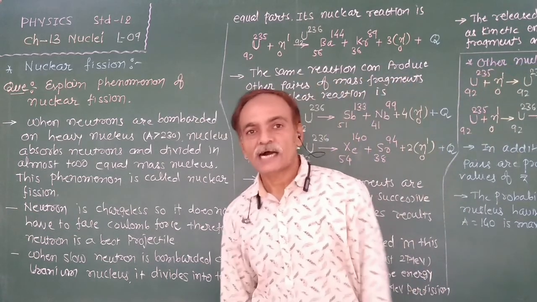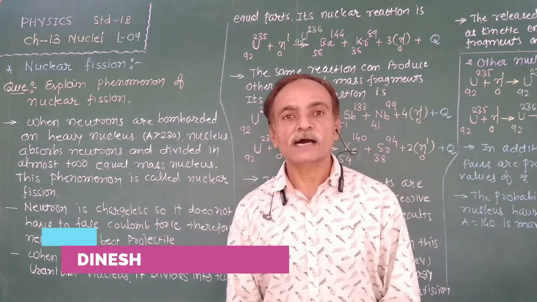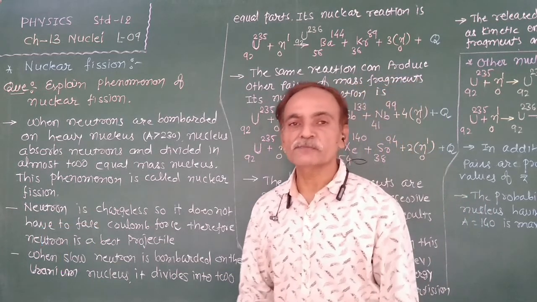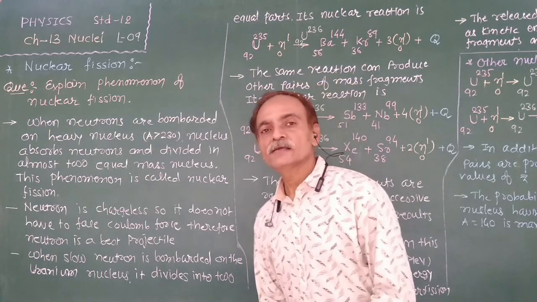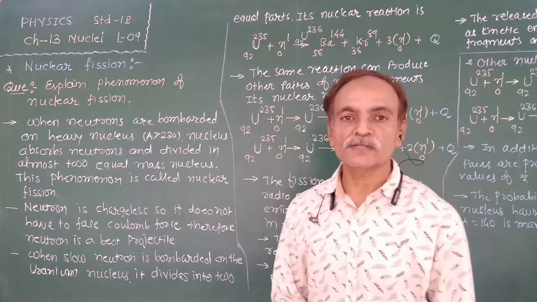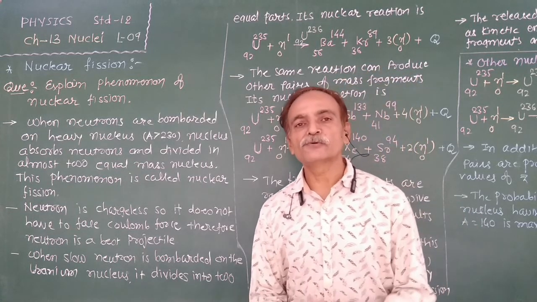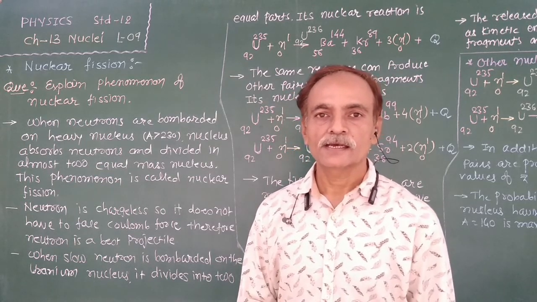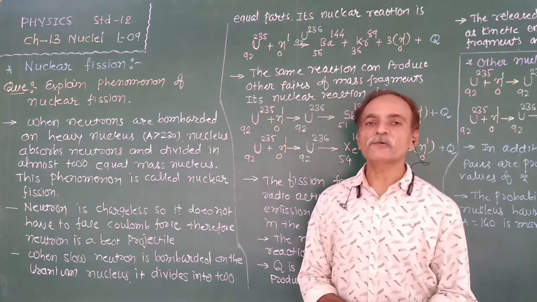Good morning friends. After the discussion of alpha decay, beta decay and gamma decay, we are going to discuss what the nuclear fission process and nuclear fusion process are. Today, what is the nuclear fission process? How does the fission of the nucleus take place? And due to the fission of the nucleus, what products do we obtain? Therefore, the question is: explain the phenomenon of nuclear fission.